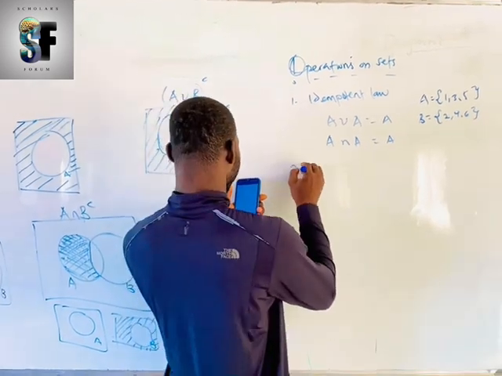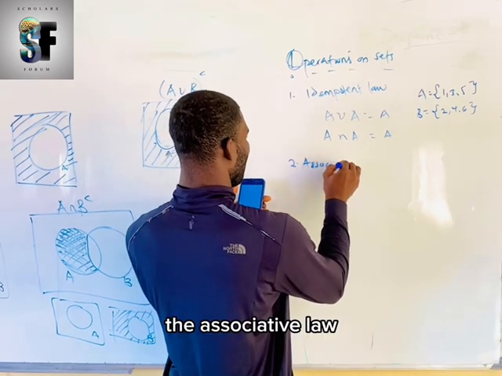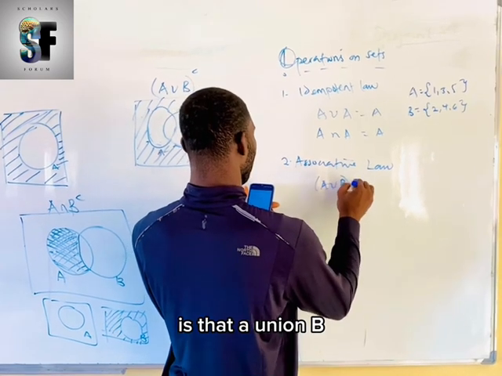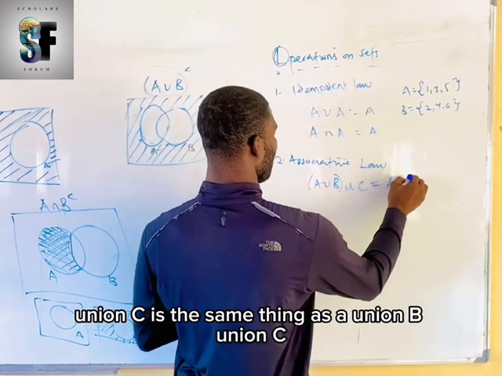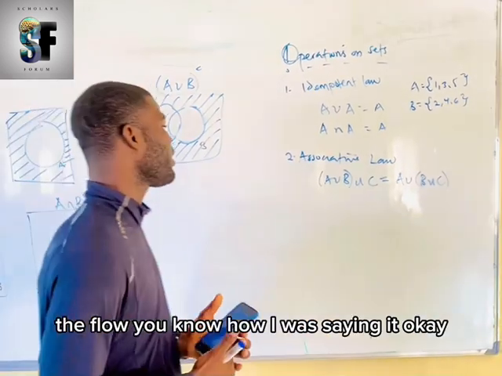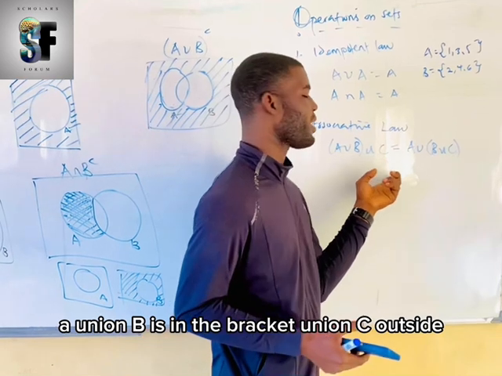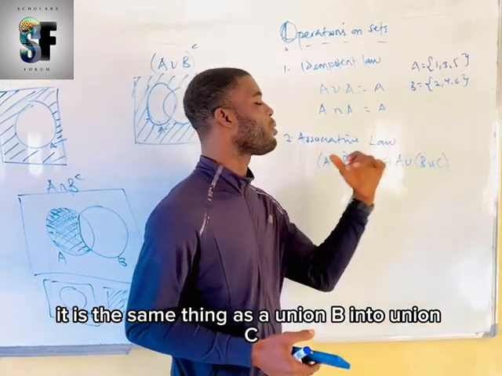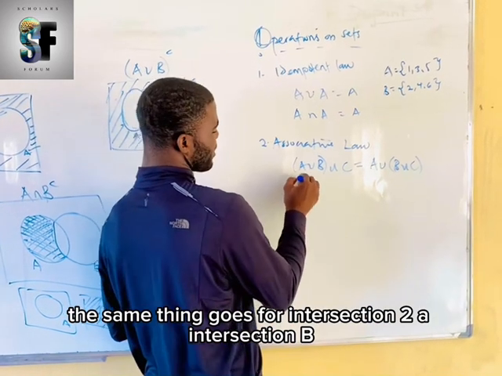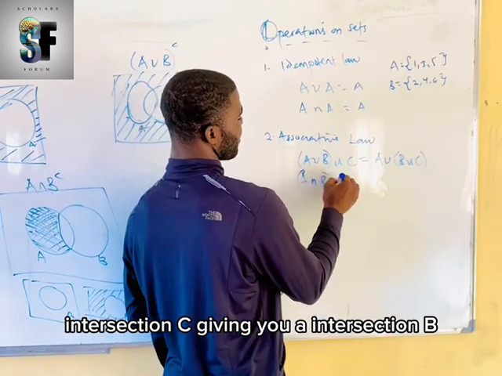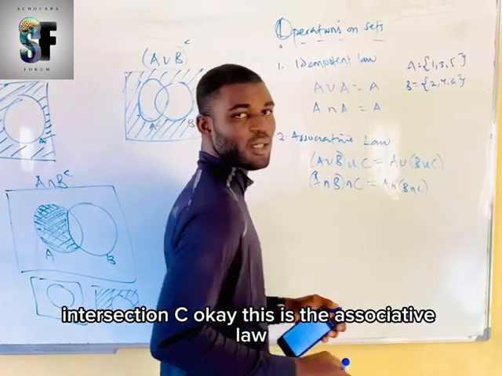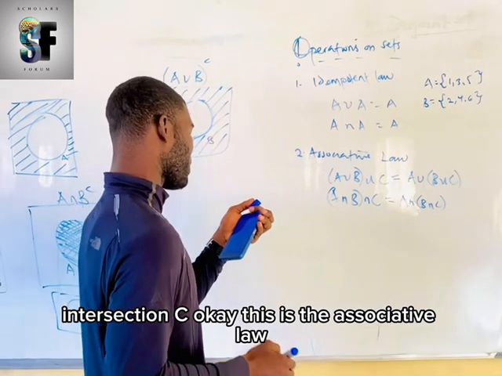Now the next law, the associative law, says that A union B union C is the same thing as A union B union C. Now you can observe the flow in how I was saying it, okay? A union B is in the bracket, union C outside. It is the same thing as A union B in union C in the bracket. Alright? The same thing goes for intersection too. A intersection B intersection C, giving you A intersection B intersection C. Okay? This is the associative law.